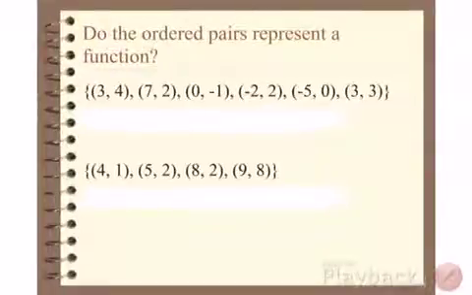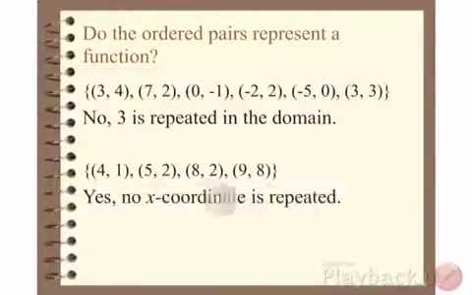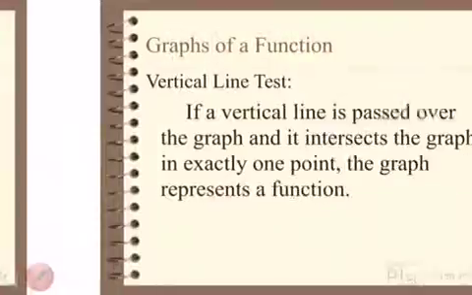So do the ordered pairs represent a function? In order to work out if they represent a function, we have to check that their x values are not repeated. So I've got a 3, a 7, a 0, a -2, a -5, and a 3. So my 3 is repeated, therefore it's not a function, because the 3 is repeated in the domain. The next one is 4, 5, 8, 9, so my x's aren't repeated, so that is a function.